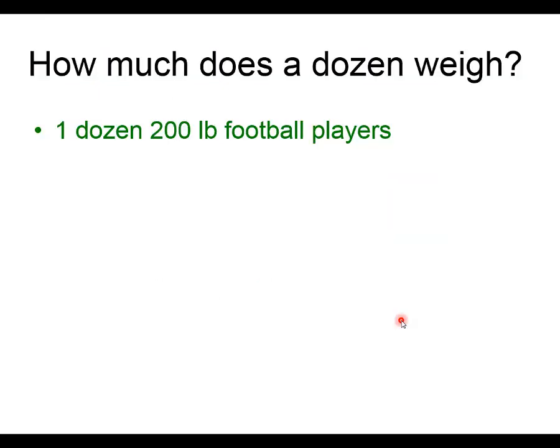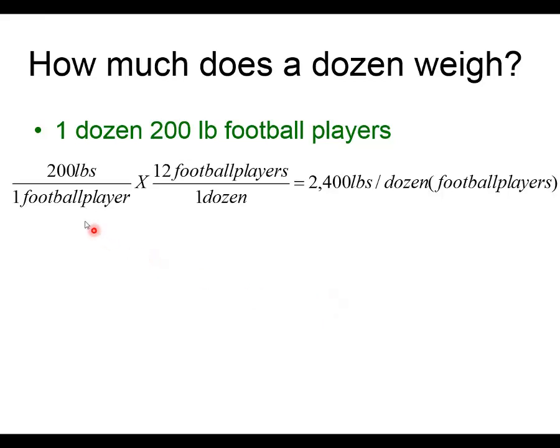For example, let's consider we had a dozen 200-pound football players. If I have a dozen 200-pound football players, if I want to know the mass of a dozen of those football players, well, I can do a simple calculation. I can say one football player weighs 200 pounds, multiplied by the number of football players in a dozen, that's 12, I end up with 2,400 pounds per dozen football players.